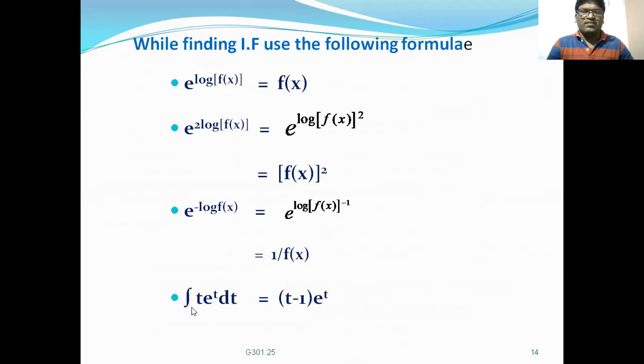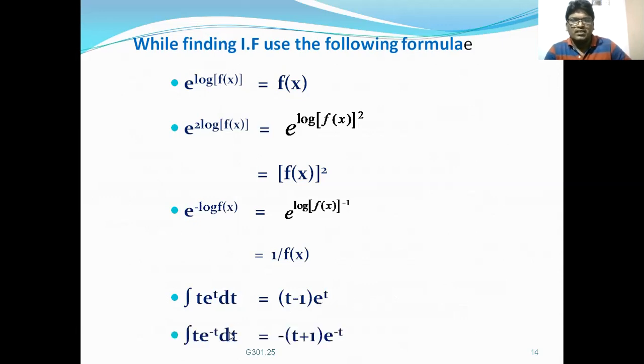Now, the integral of t into e power t dt. Using the integration by parts formula, you will get t minus 1 into e power t. Already you know: the integral of u dv is equal to u v minus the integral of v du. That is the integration by parts formula. We will discuss it in the integration chapter. Now this can be written directly as t minus 1 into e power t plus c.